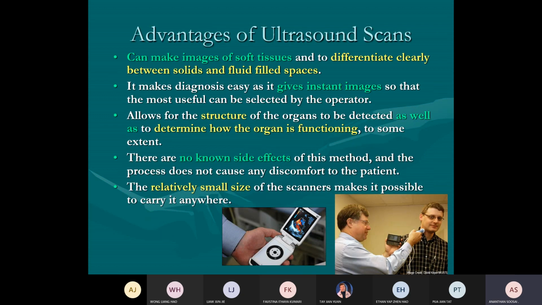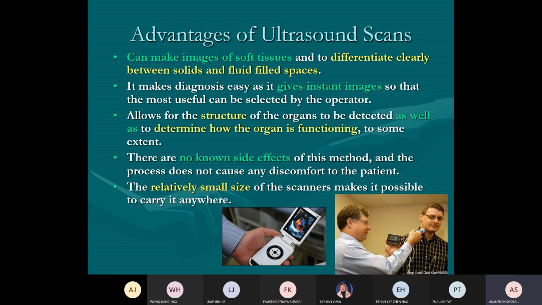So finally, you have to know the advantages and disadvantages of ultrasound. Advantage: you can take images of soft tissues, differently colored in solid and fluid. Another good news is the instant image. Immediately you can see it. Not like X-ray, where after you take the image, you have to wait for a while. CT scan also you have to wait, and MRI also needs time to process. This is the advantage of the instant image.